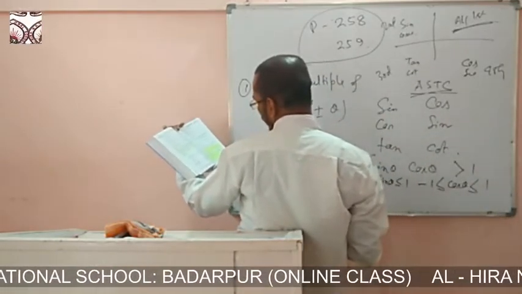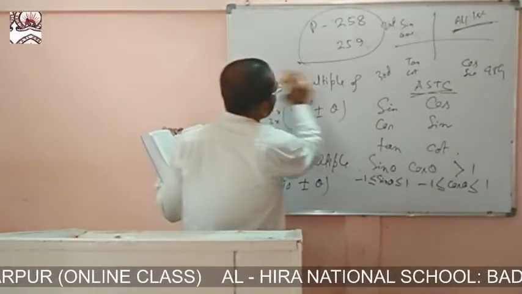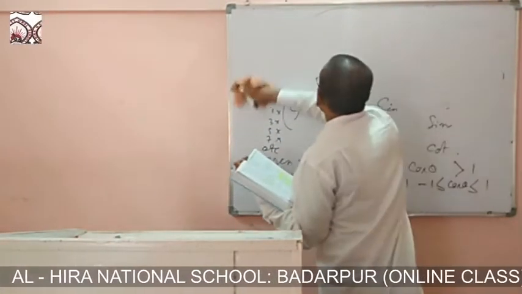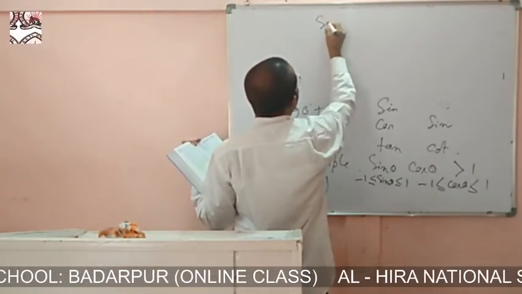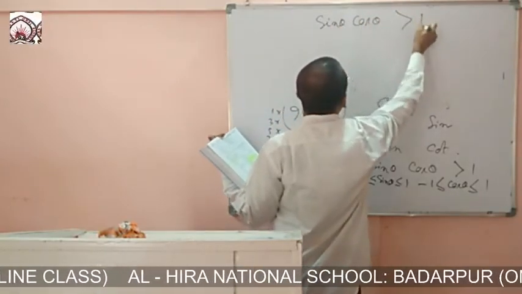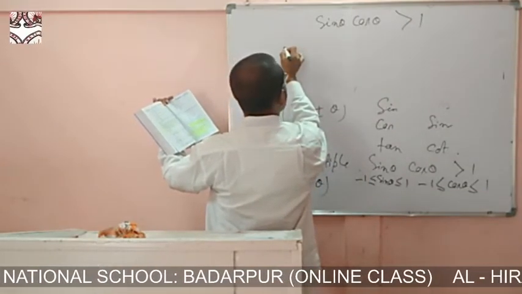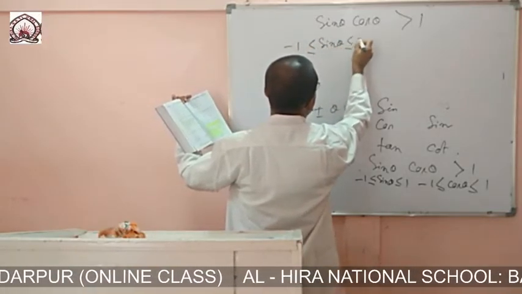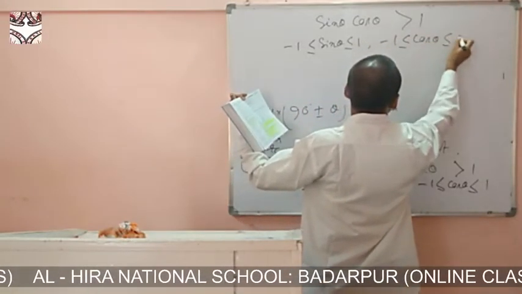I am repeating again: sin theta and cos theta are always between minus 1 and 1. That means minus 1 less than or equal to sin theta less than or equal to 1, and minus 1 less than or equal to cos theta less than or equal to 1.